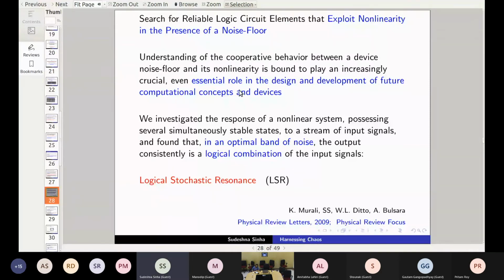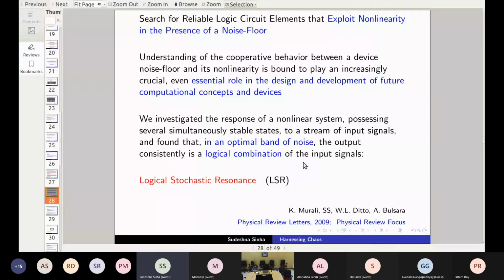Okay, so this is a one-line summary of it, and I'll show you a few result pictures in a minute. We took a nonlinear system, which had many stable states. Nonlinear, but not chaos. And we gave it a stream of input signals. That's what the outside world, the user, gives it. And the bottom line up front, as they say, is this: in an optimal band of noise, the output consistently gave a logical combination of input signals. And we call this logical stochastic resonance.